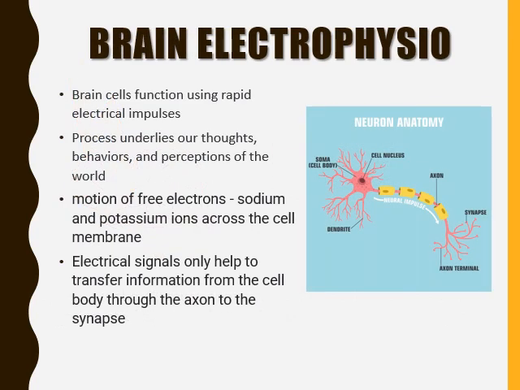Let's go back to our brain electrophysiology and remind ourselves. Remember, brain cells function using rapid electrical impulses. We just talked about how those electrical impulses get interrupted in Alzheimer's disease. So remember that electrical impulses are our thoughts and behaviors and perceptions of the world. This is the motion of the free electrons, sodium and potassium moving across the cell membrane. So these electrical signals help transfer this information from our body through these different synapses.